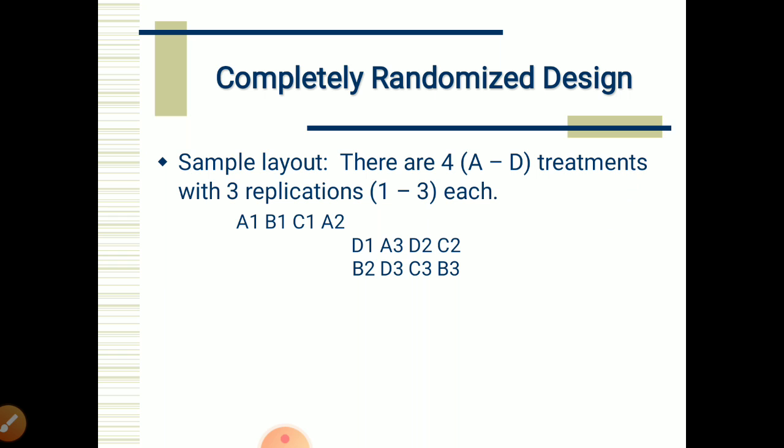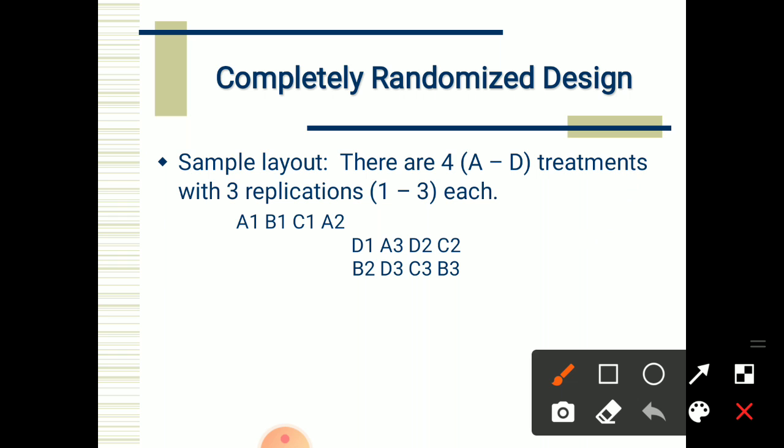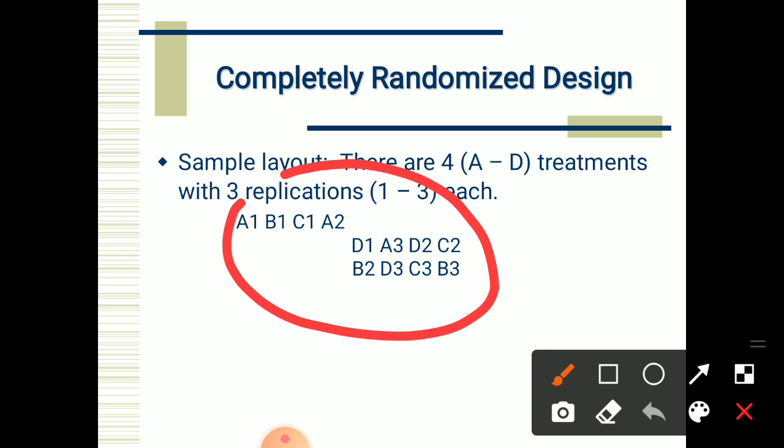In the place of what we have shown here, we have shown you the experimental units, that is A1, B1, C1, A2. This is basically a design. So when you complete the experiment, in the place of this we'll have the corresponding values.